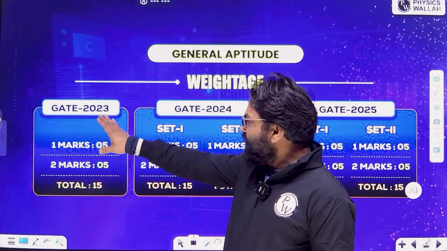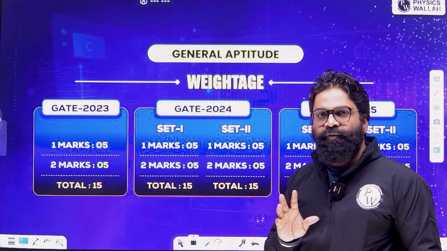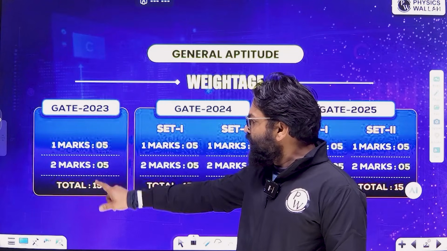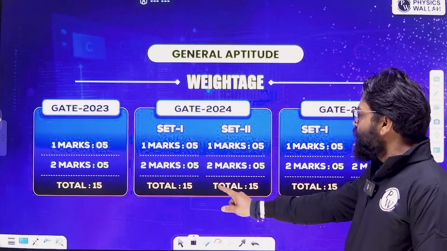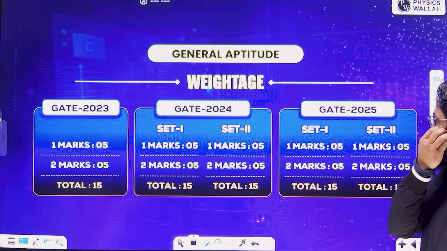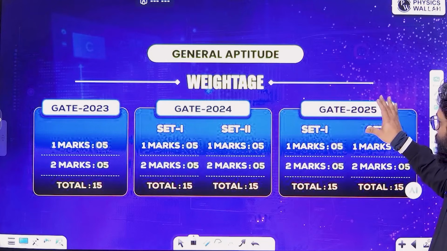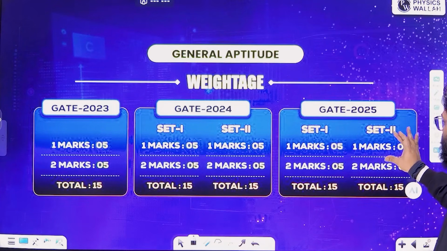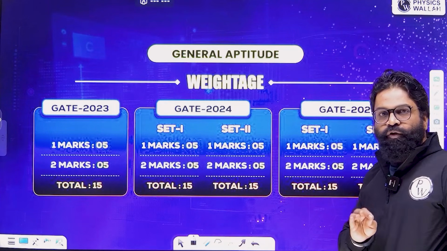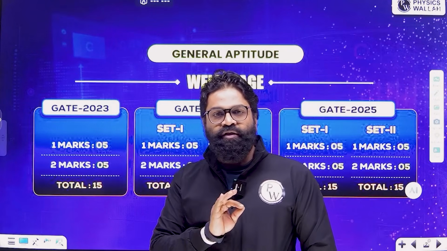As you can see, the weightage of general aptitude is 15 marks. In 2023 also 15 marks, in 2024 also 15 with respect to set 1 and set 2, and in 2025 also set 1 has 15 marks and set 2 also 15 marks. So for general aptitude the 15 marks is fixed.